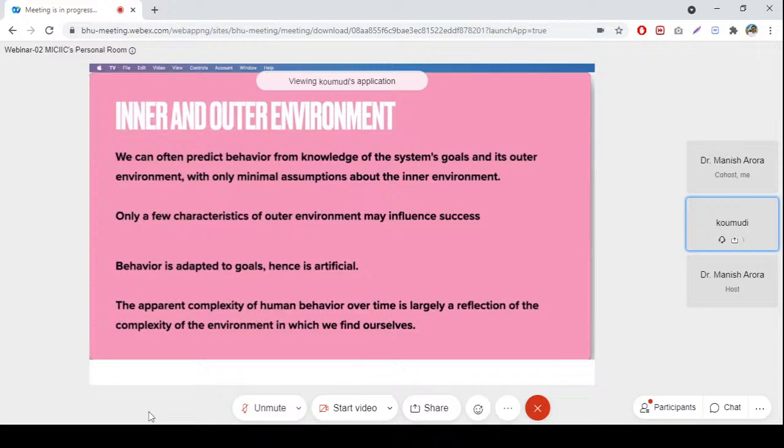Therefore, the first advantage of dividing outer from inner environment in studying an adaptive or artificial system is that we can often predict behavior from knowledge of the system's goals and its outer environment. This can be done with only minimal assumptions about the inner environment. To take it forward, we often find quite different inner environments accomplishing identical or similar goals in identical or similar outer environments. For instance, airplanes and birds have different inner environments but adapt to the outer environment in similar manners.